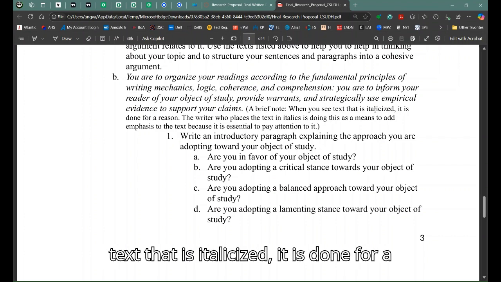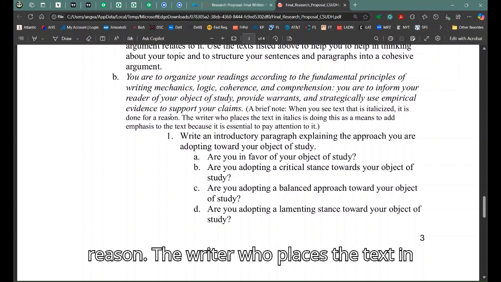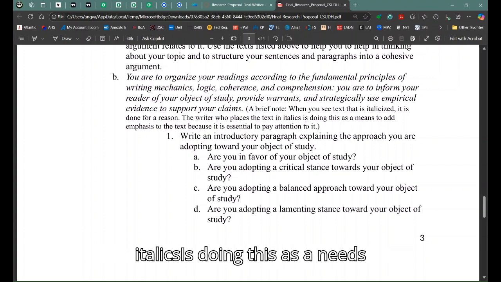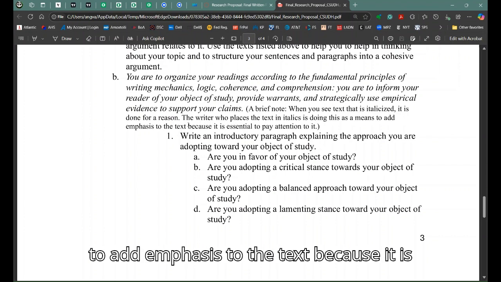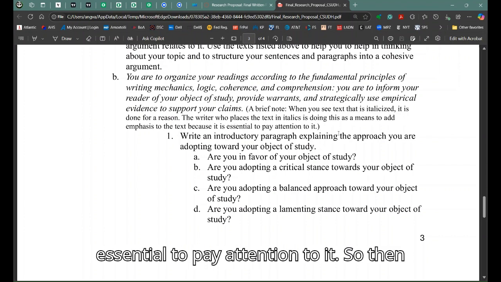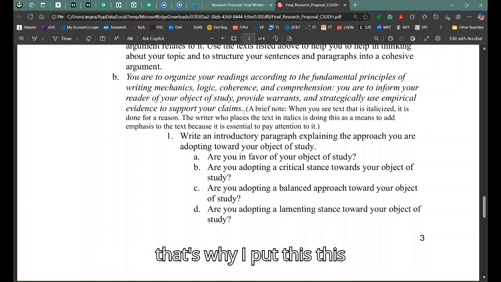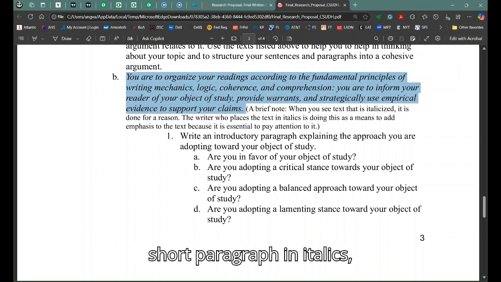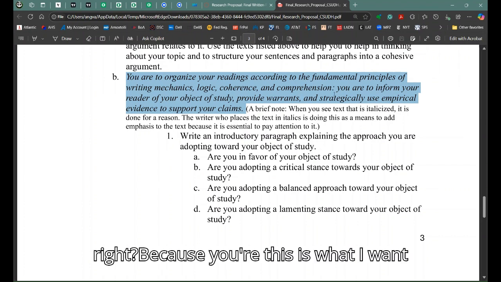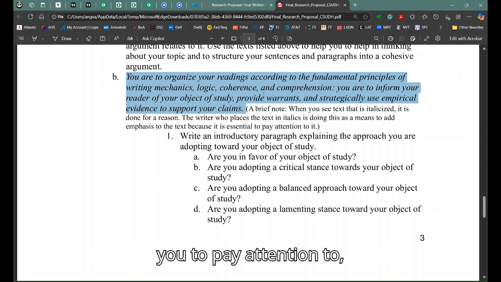When you see text that is italicized, it is done for a reason. The writer who places the text in italics is doing this as a means to add emphasis to the text because it is essential to pay attention to it. That's why I put this short paragraph in italics, because this is what I want you to pay attention to.